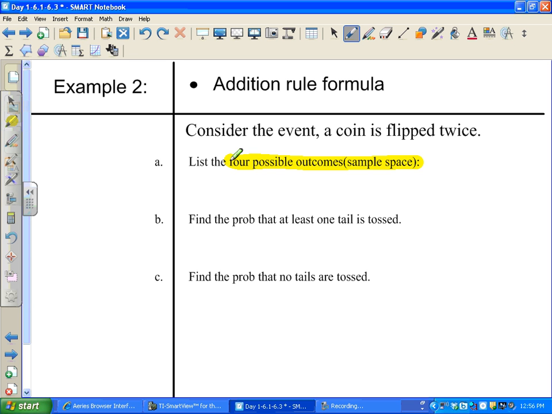My sample space, that's all the possible outcomes. What is a possible outcome? Heads and heads. I can flip the coin and get a head, and flip the coin and get a head. What's another outcome? I heard a heads and a tail, and I heard a tail and a tail, and then tail, and then a head.